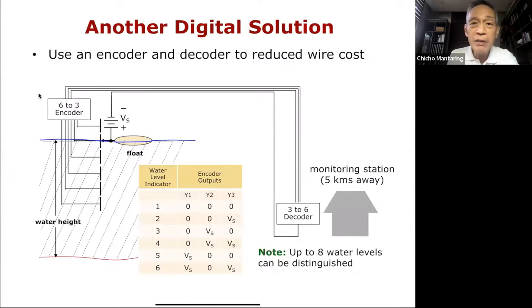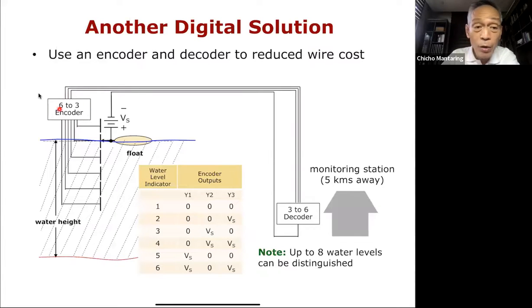Okay, let me show you another digital solution. This is another digital solution. I'm going to introduce what we call an encoder. So here I'm going to have what I call a 6-to-3 encoder, and here I'm going to have what I call a 3-to-6 decoder. Okay. And then now I'm going to have only 4 wires. Earlier I had 7. Now I'm going to have only 4 wires traveling from my dam all the way to the monitoring station.